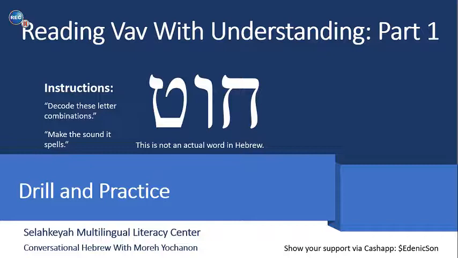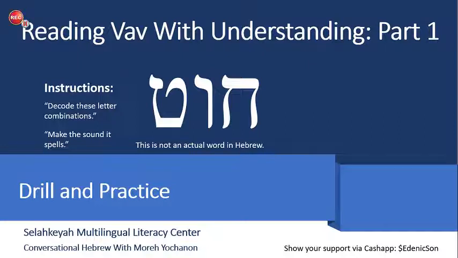This is not an actual word in Hebrew. I'm putting that warning up there because I don't want anybody saying these aren't actual words or these are actual words. These are not actual words. These are just us mixing combinations of the sounds. All right, so let's break this down.